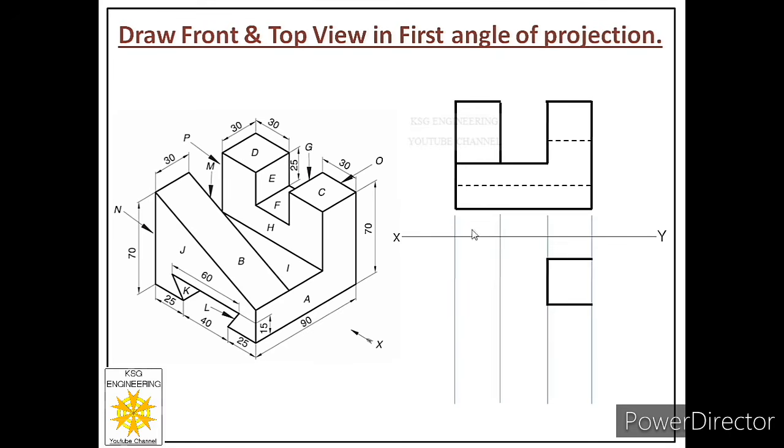See over here. Then we have reached this point. Again, sketch its width of 30 millimeters. From this point, sketch its width of 30 millimeters. Now we are done with the first parallel face, that is D.